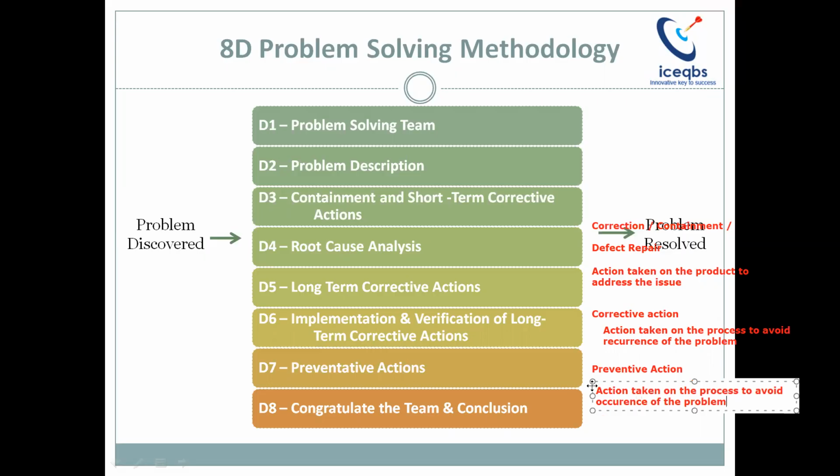Corrective action, could you please repeat? Corrective action is action taken when the problem has already happened. After the problem has happened, we analyze the root cause of the problem, and then we take actions so that the problem does not occur again. That is the corrective action. Preventive action is when the problem has not happened at all, but anticipating that the problem may come, we take some proactive action so that the problem does not occur at all. That is the preventive action.